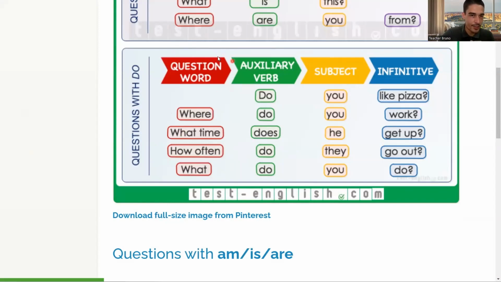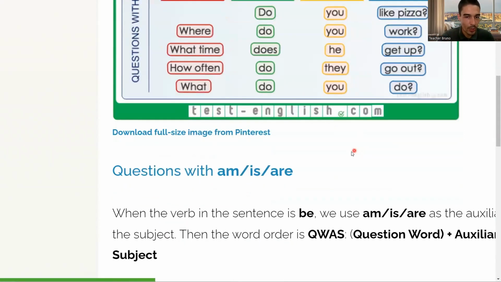If there is a question word, explanation questions. No question word, yes or no. Do you like pizza? Yes, I do. No, I don't. Do you study English? Yes, I do. No, I don't. Yes or no questions.